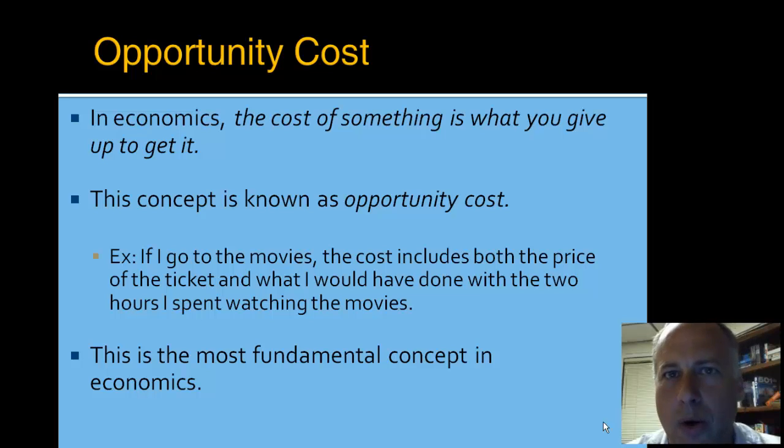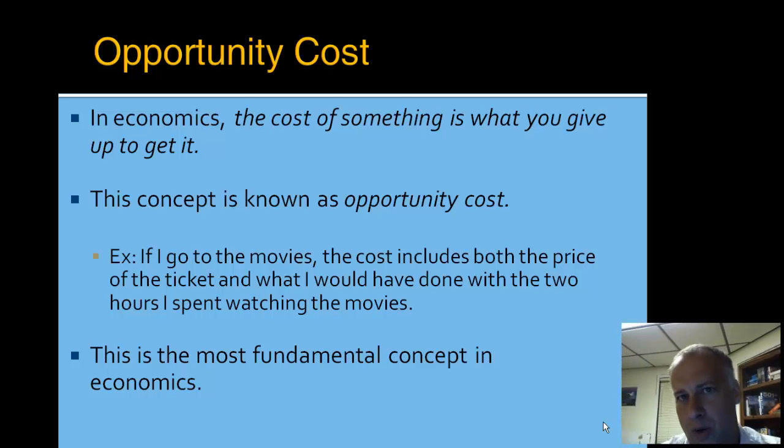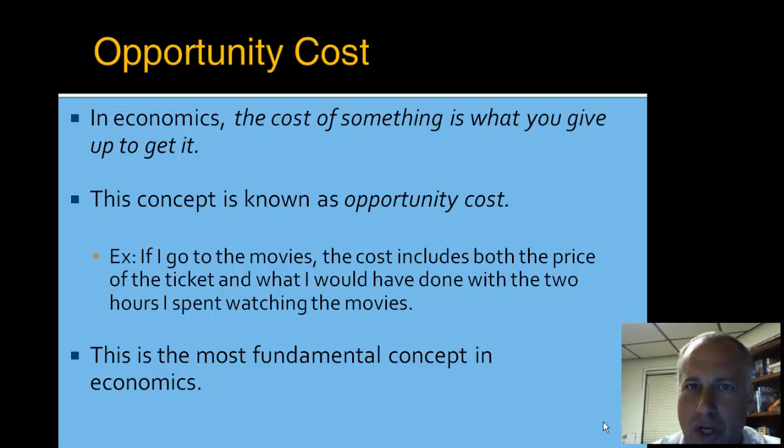So for instance, if I go to the movies, there's a monetary cost, say $10 for a ticket. There's also a time cost. There's 2 hours to sit in the movie that I can't be doing something else, say working or studying or going to a concert or something like that. So when I choose to go to the movies, the full economic cost of it is not just the $10, but also the 2 hours in time.